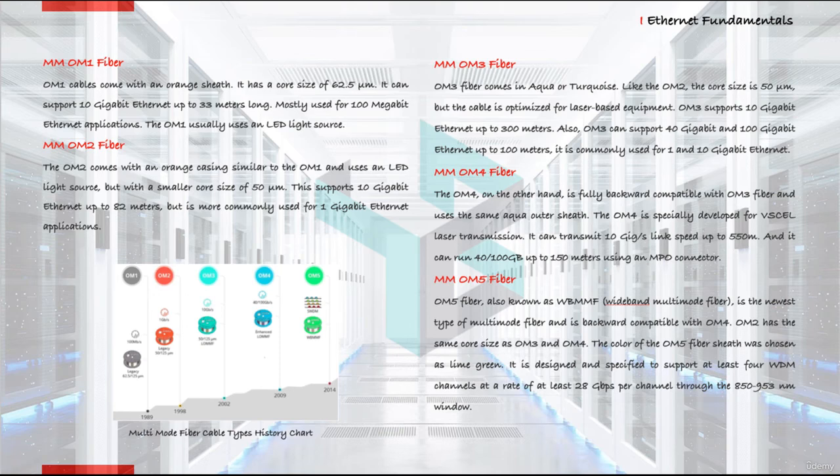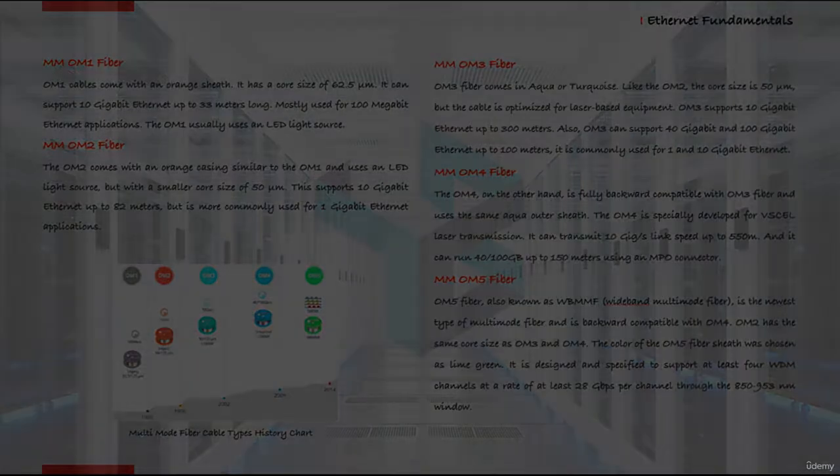OM5 is also backwards compatible with OM4. It uses a 50 micron core size like OM2, OM3, and OM4. It is designed and built to support up to 4 WDM channels at a maximum speed of 28 Gb per channel from the 850 to 953 nanometer window.